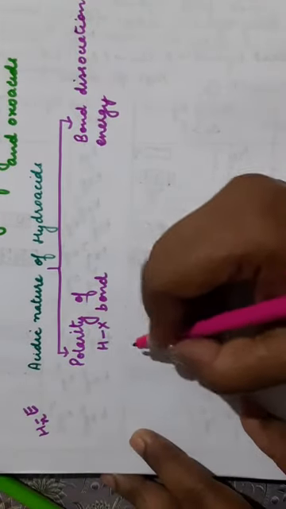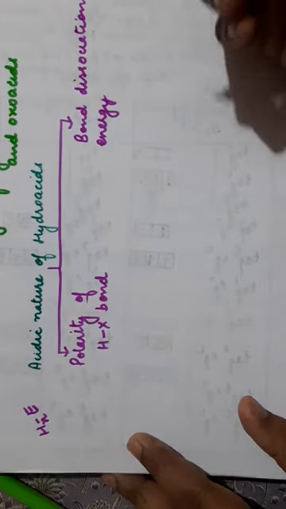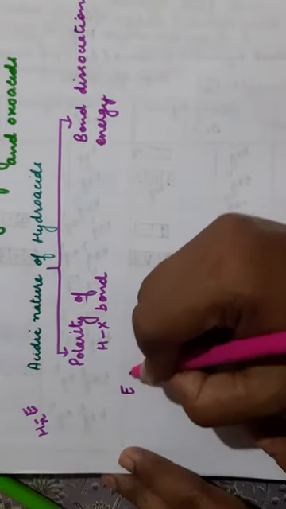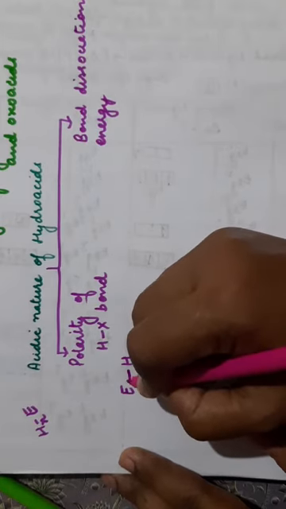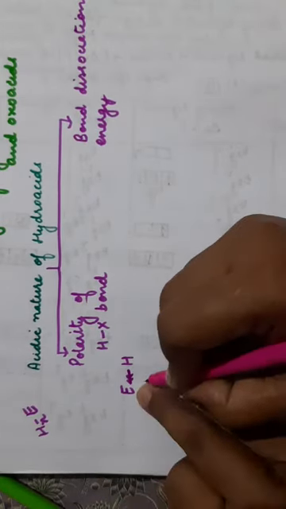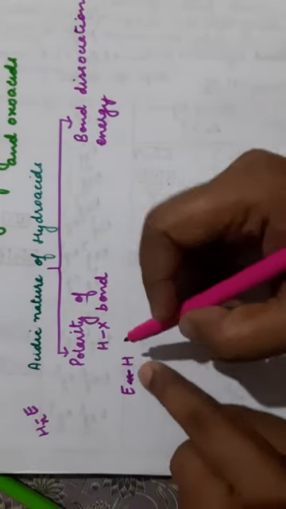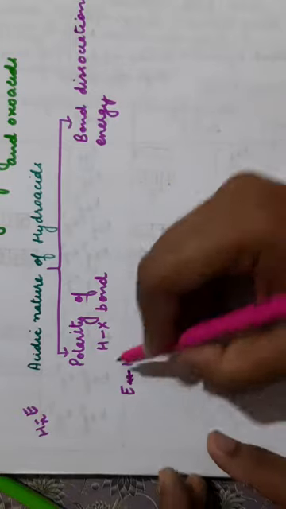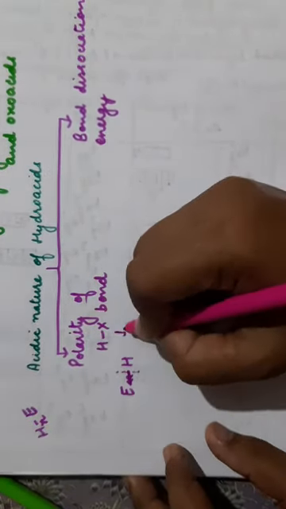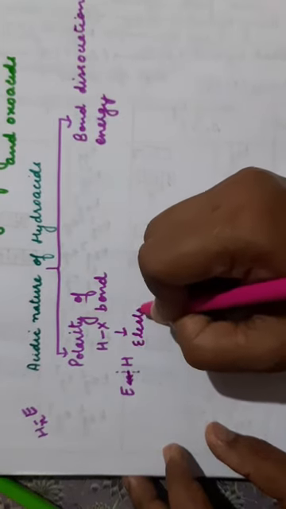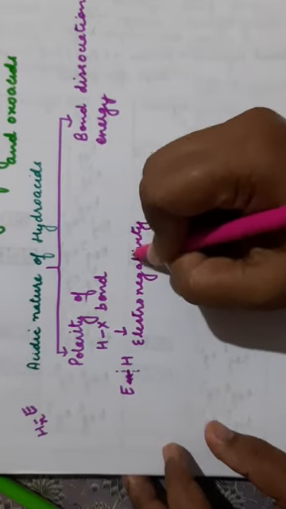Now polarity means how much the electrons are shifted towards the element. Suppose we are taking an element, here we have hydrogen here. How much they are shifted towards this element, that is known as polarity. So polar bond means the electrons are shifted more towards the element, so the removal of this hydrogen becomes easier. So polarity depends upon the electronegativity difference or electronegativity of the central atom.